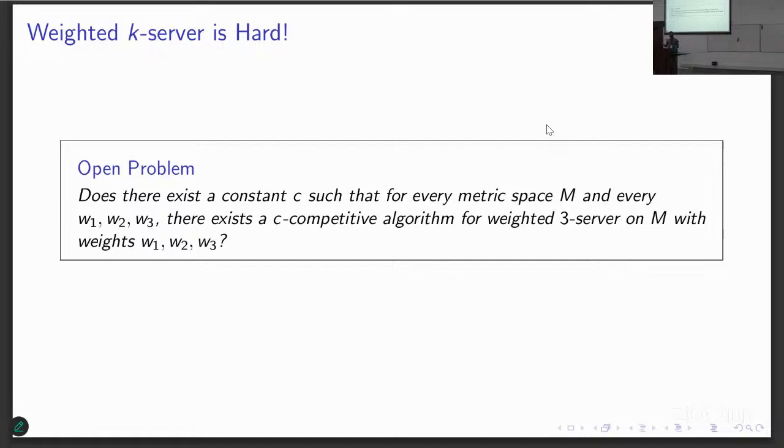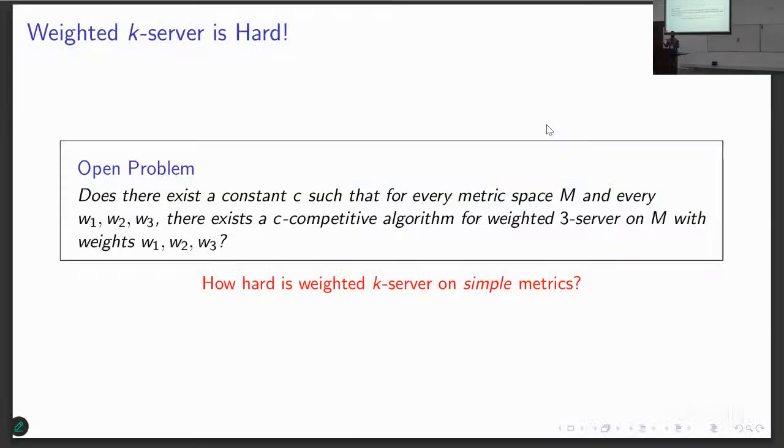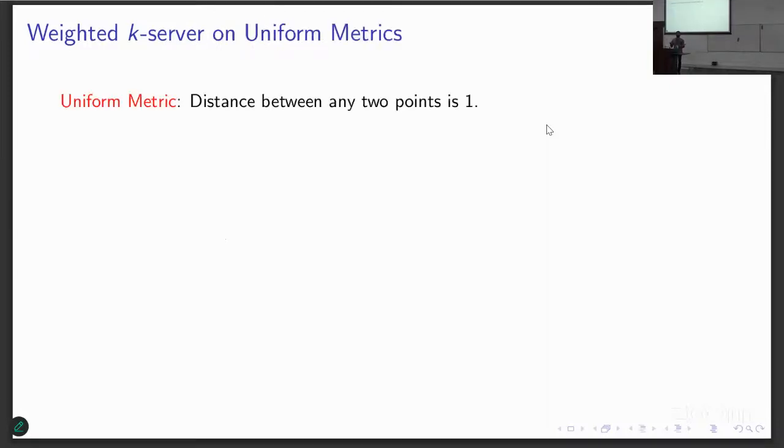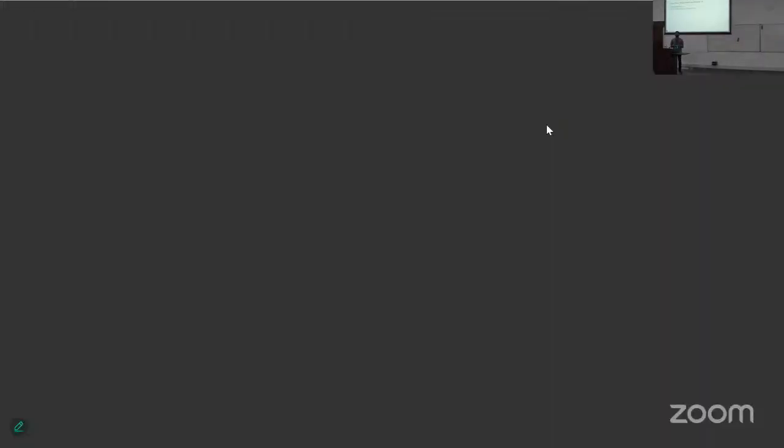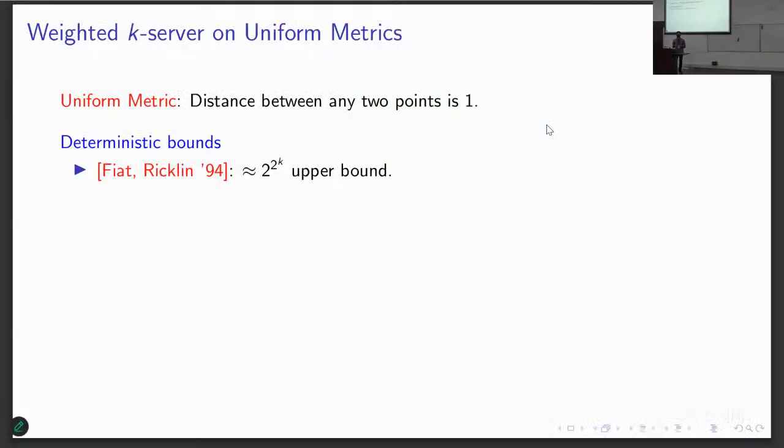So now we try to focus on simple metric spaces. So how hard is weighted k-server on simple metrics? What do I mean by simple metrics? We consider one of the simplest metric spaces, which is the uniform metric space. A uniform metric space is a metric space where the distance between any 2 points is 1. And weighted k-server on uniform metrics has been studied by Fiat and Ricklin in the 90s, and they gave a doubly exponential upper bound.